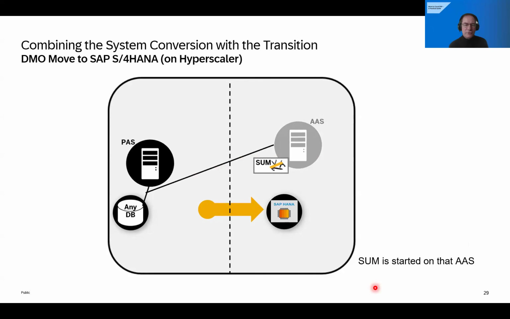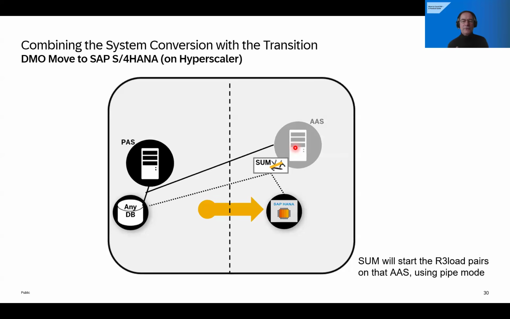Then we start the Software Update Manager on the target. That's important. So the Software Update Manager has a fast connection to the target HANA database. That is on purpose. The Software Update Manager will use the usual tasks, like in a plain DMO. So there's an R3load pair. The one part is exporting from the source and the second one is importing into HANA. So one pair. And since they are both running on the same additional application server host, they can use the pipe mode, a direct connection. And of course, we have several of those pairs.